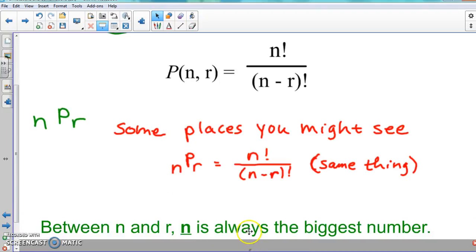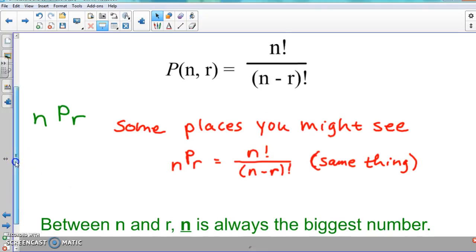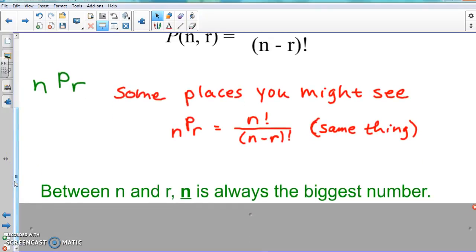Now between n and r, some people are like, well, how am I going to know which one is n and which one is r? Because they're two different numbers. The difference between n and r is that n is always the biggest number, and the biggest number always comes first. So if you have 5 and 2, that means 5 is the biggest number, so that's n, and then 2 is r. The biggest number is always n.